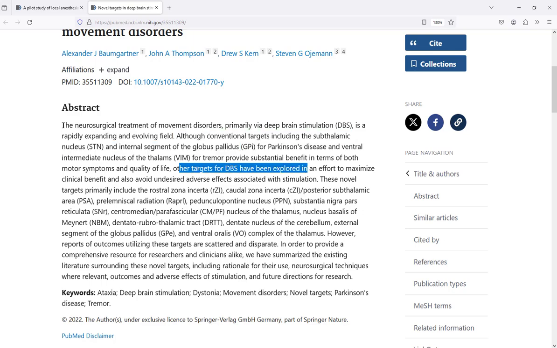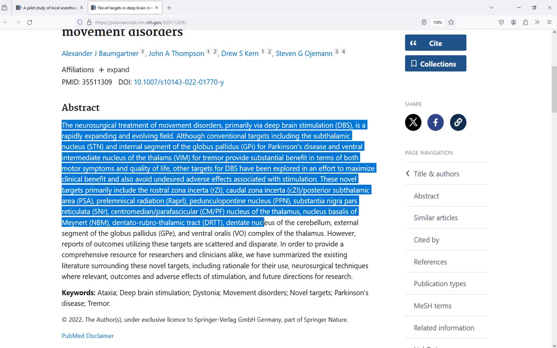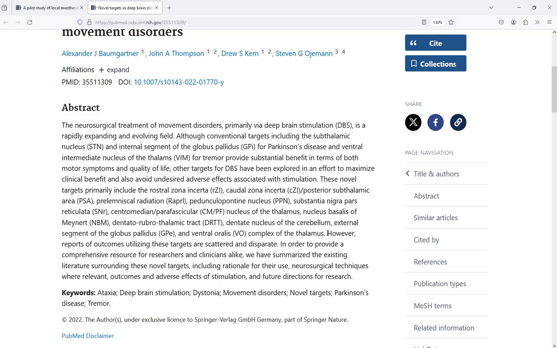You'll notice right off the bat that there is a lot of preliminary data. They're talking about all of these other targets other than the subthalamic nucleus, right? It's not until we get all the way down here that it says, however, reports of outcomes utilizing these targets are scattered and disparate.